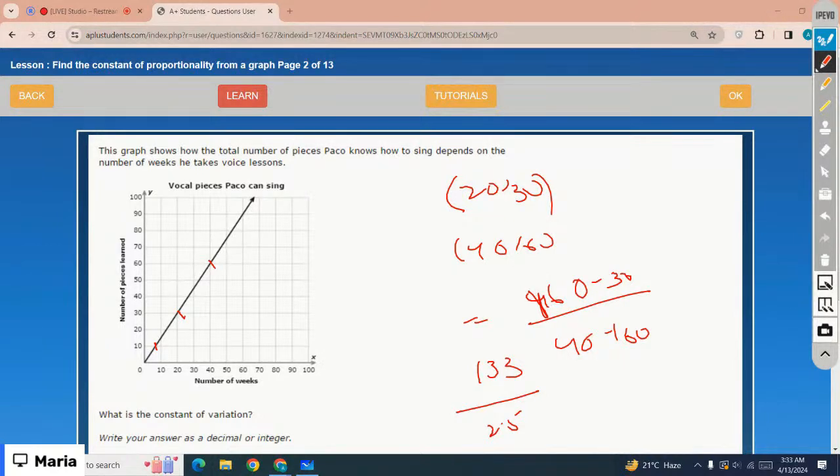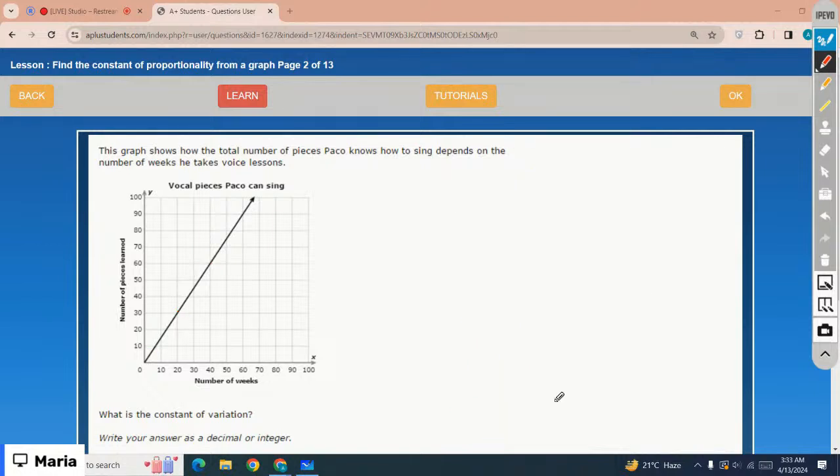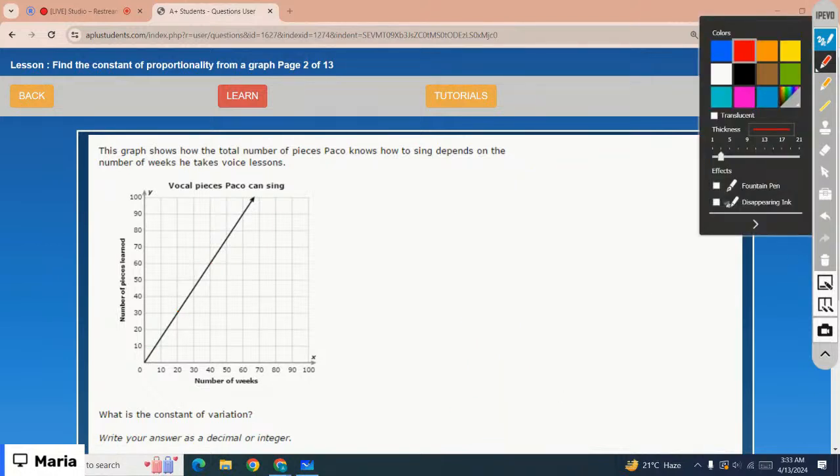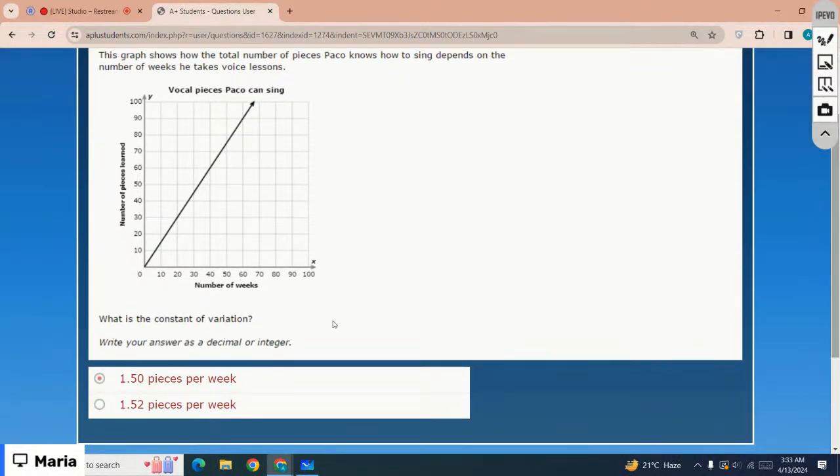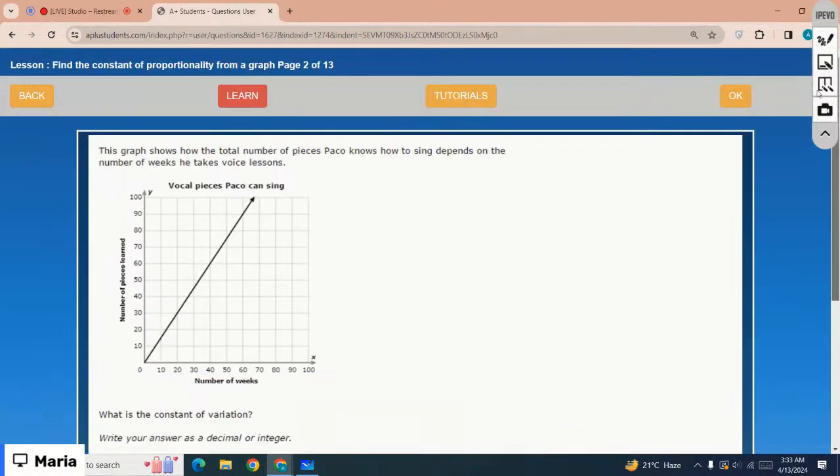So which is the correct option? 60 minus 30 divided by 40 minus 20. So the correct option is 1.5 pieces per week.